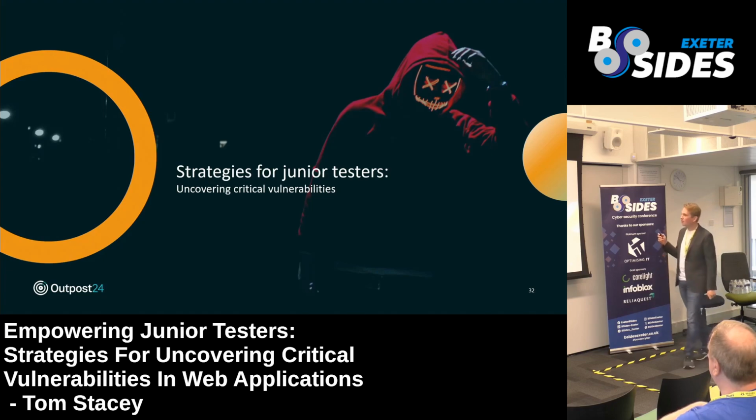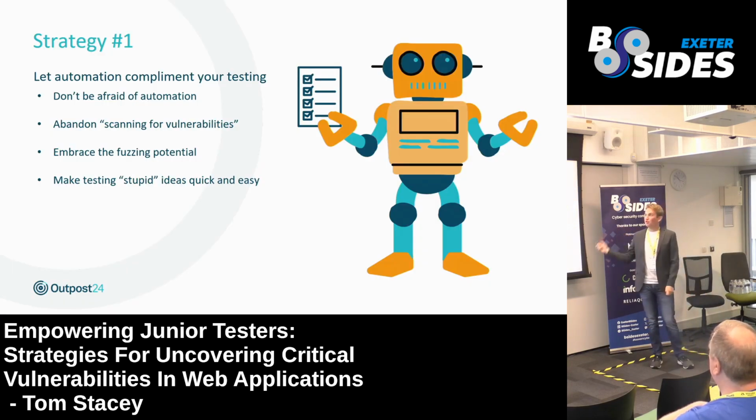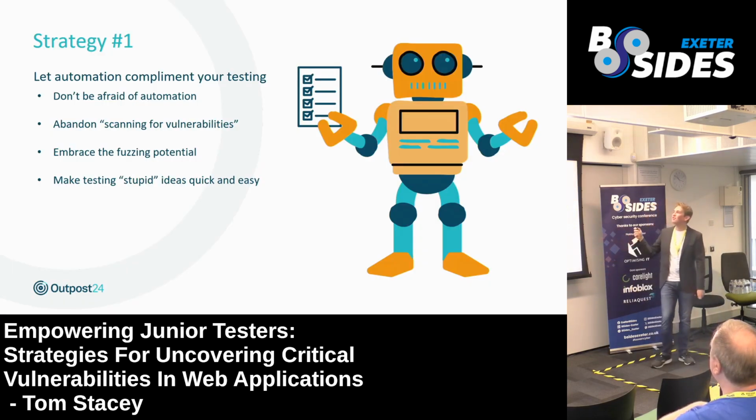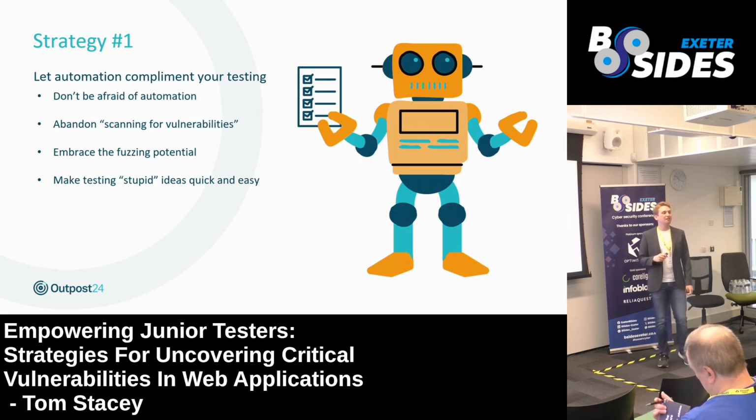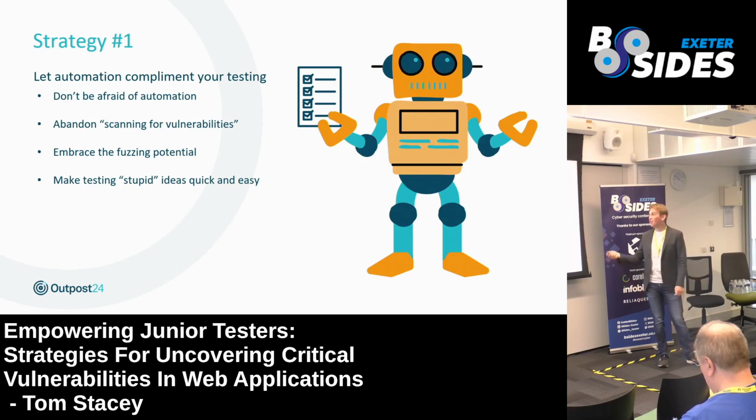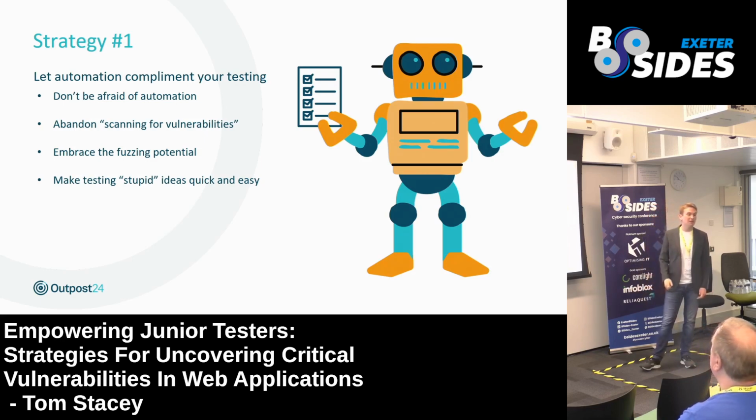Right. So, first of all, strategy number 1. Let automation complement your testing. Don't be afraid of it. When I first started at Outpost, I was both told and myself felt that automation was very scary, not reliable, and that I shouldn't use it because I'll crash applications. And you definitely can. If you run Ferox Buster on an application, which is just looking at the URLs, you can crash really, really rubbish applications instantly. But don't be afraid of it.